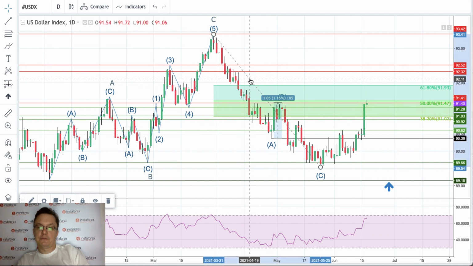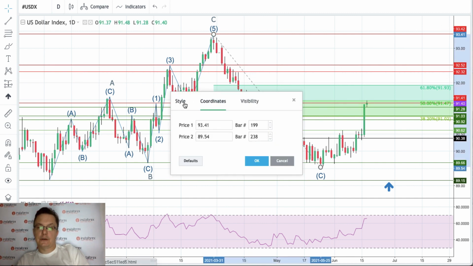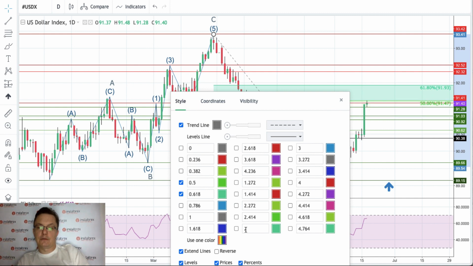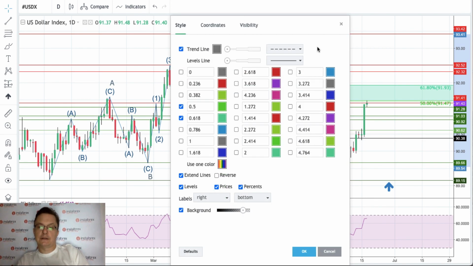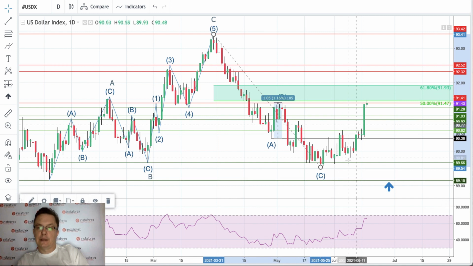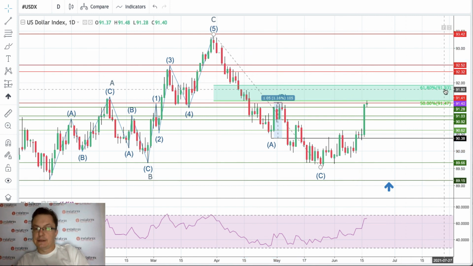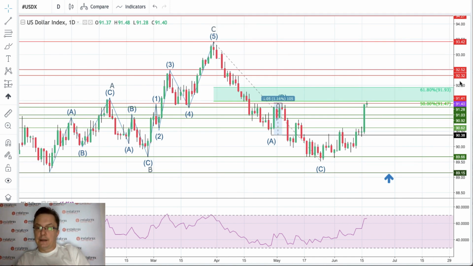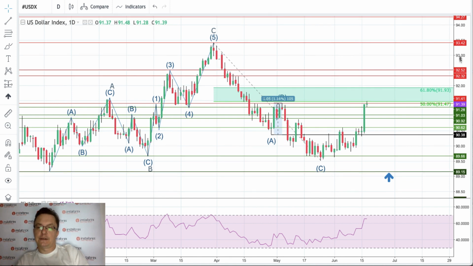Let me just remove one of the Fibonacci levels. 38 is no longer needed, so we will just get rid of it. The next target is 61% at 91.93, and then the technical resistance at 92.32 or 92.52. So this is the next target for the bulls. Looks very nice right now, this move up.